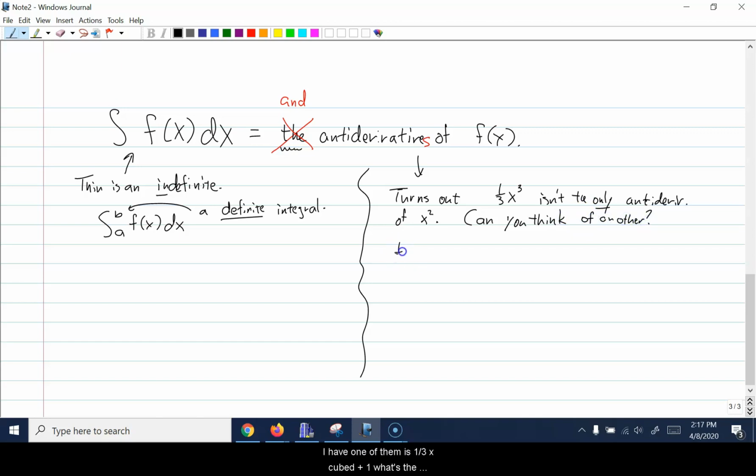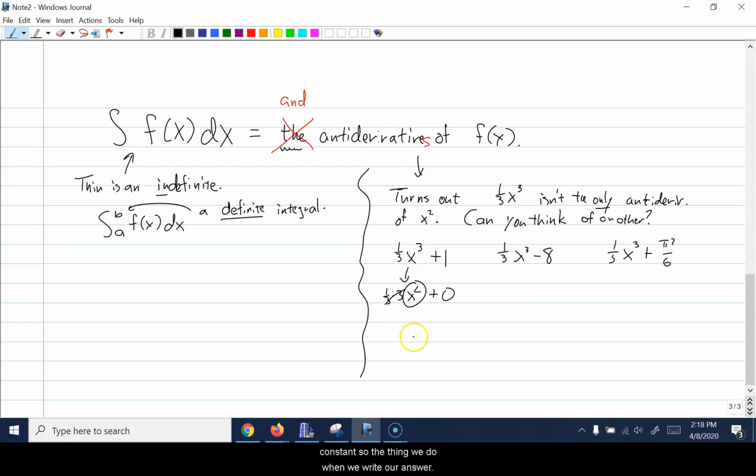One of them is 1/3 x cubed plus 1. What's the derivative of that? The derivative of that is 1/3 times 3x squared plus 0. Oh yeah, it's also x squared. Or 1/3 x cubed minus 8, or 1/3 x cubed plus pi squared over 6. All the antiderivatives of x squared are basically the same. They're only off by a constant.